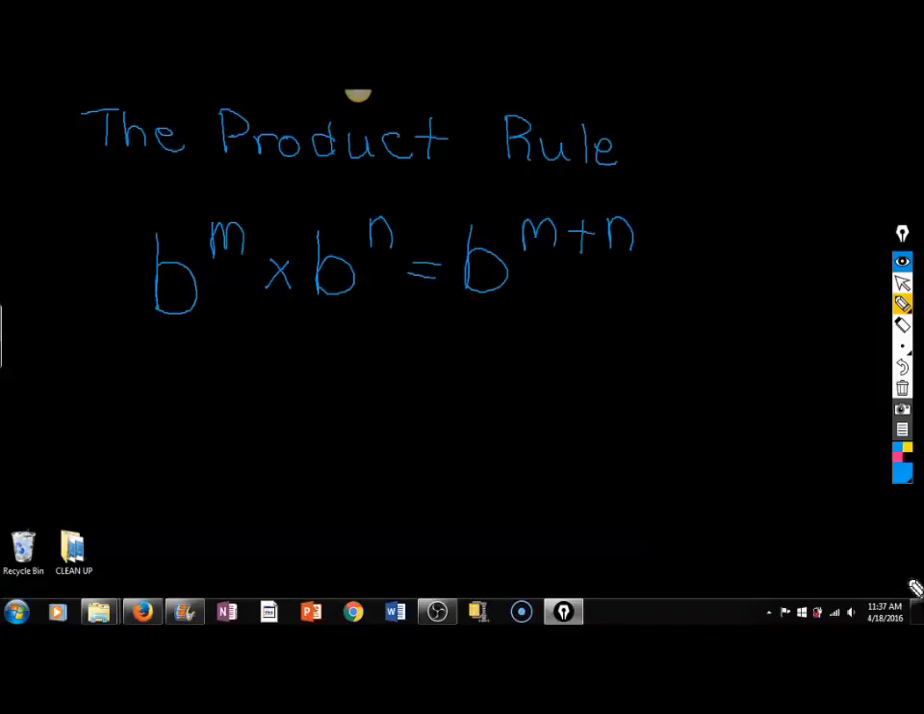So the product rule shows that when you're multiplying exponential expressions with the same base, you simply add the exponents. You use this sum as the exponent of the common base.